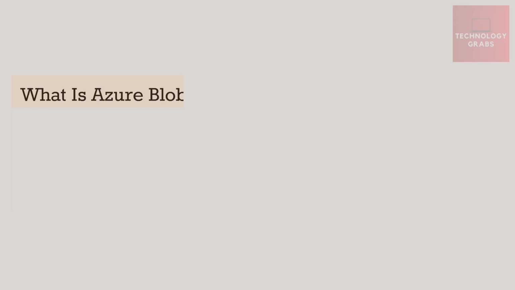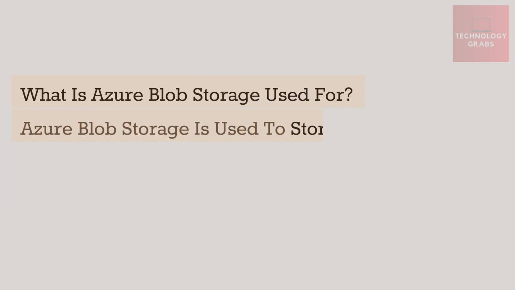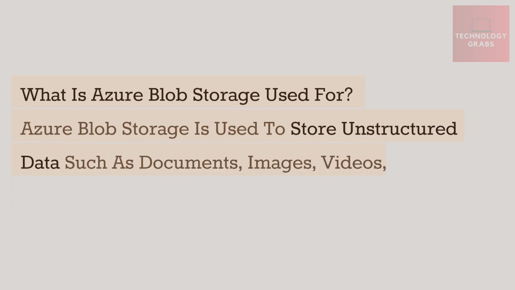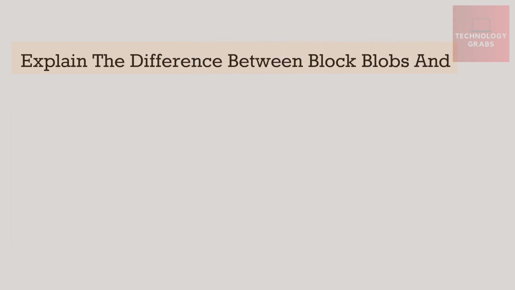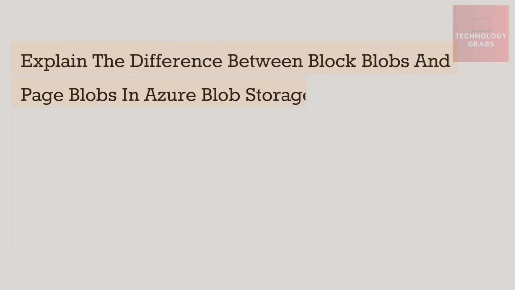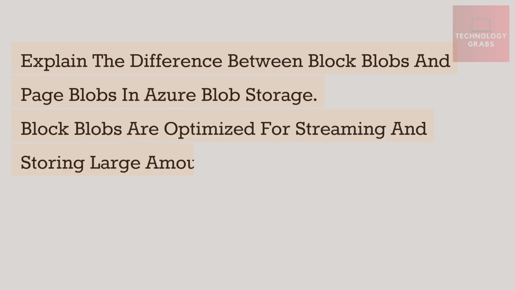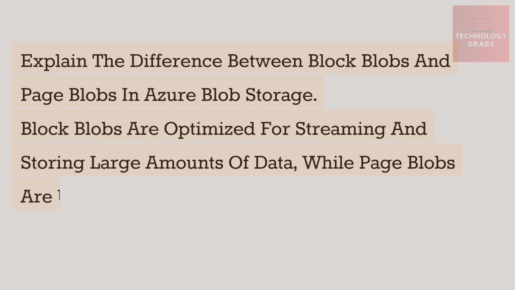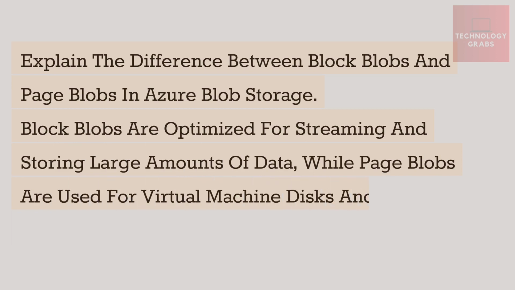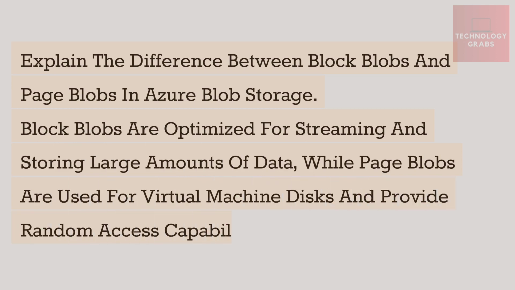What is Azure Blob Storage used for? Azure Blob Storage is used to store unstructured data such as documents, images, videos, and backups. Explain the difference between block blobs and page blobs in Azure Blob Storage. Block blobs are optimized for streaming and storing large amounts of data, while page blobs are used for virtual machine disks and provide random access capabilities.